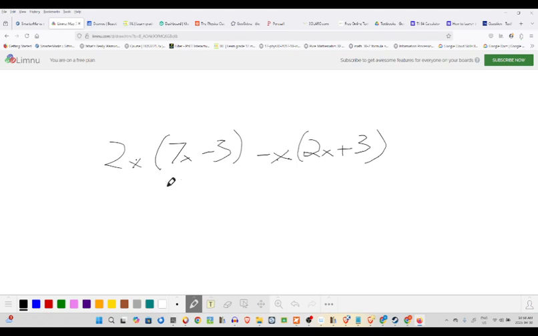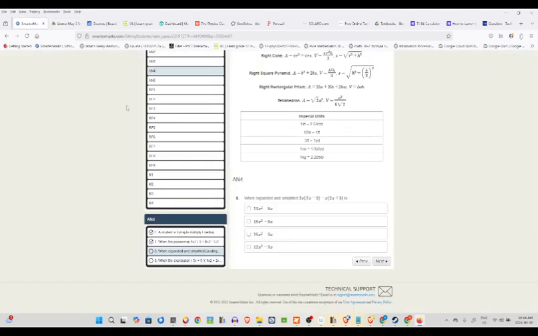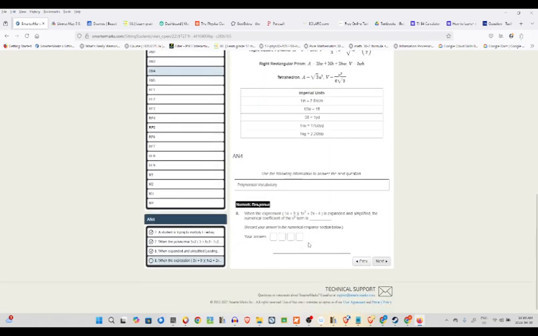So multiplying our 2x through the first bracket gives us 14x squared minus 6x. Now we have a minus 2x squared minus 3x. We combine our x squared terms and our linear terms, and we get 12x squared minus 9x. That's option A. And the others are made from common errors.